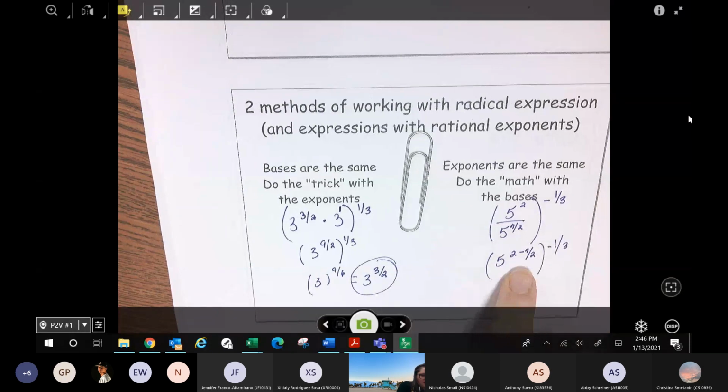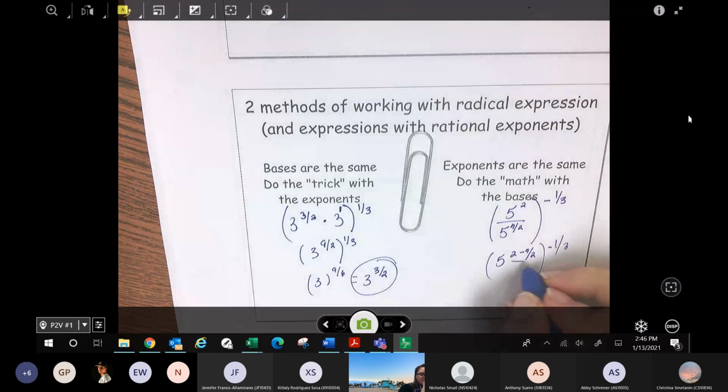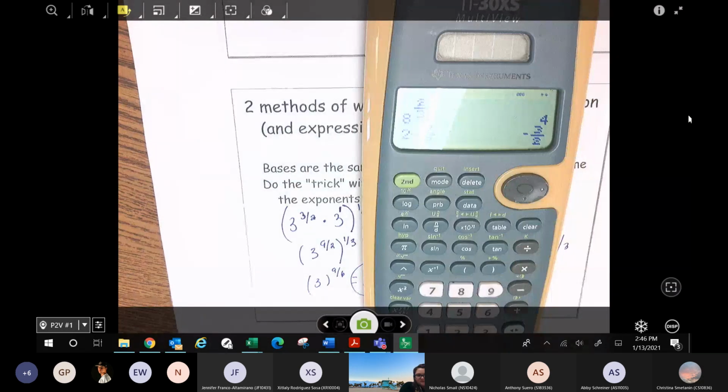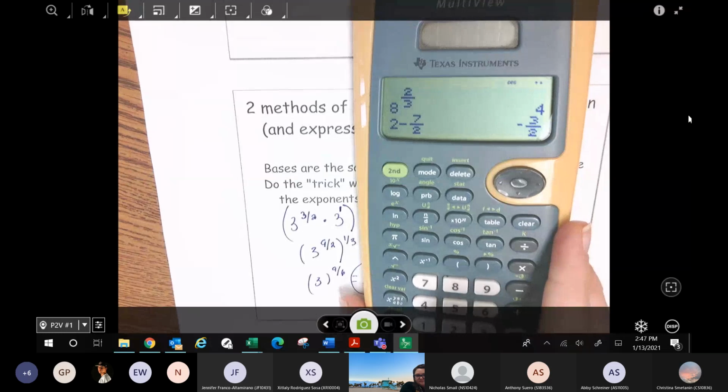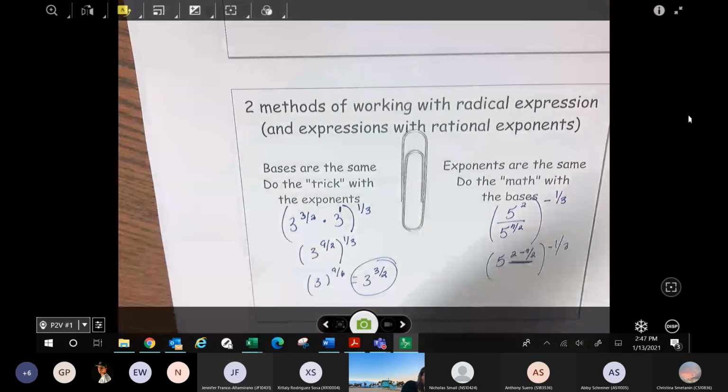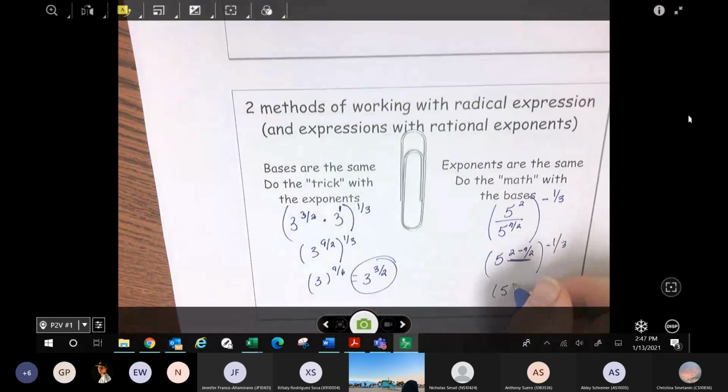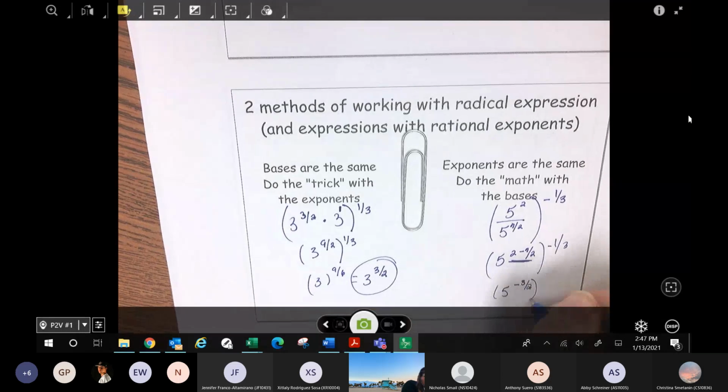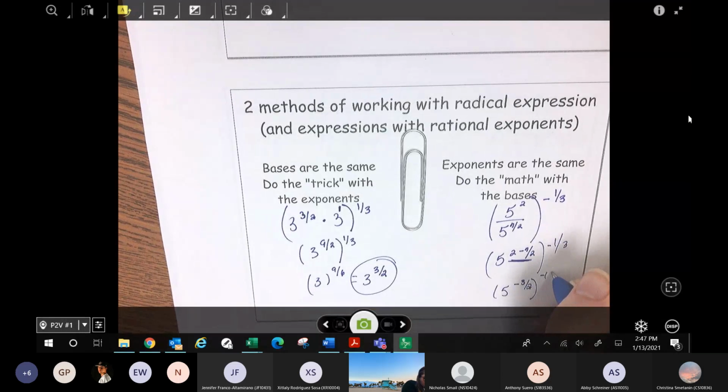So when you do that in your calculator, what is 2 minus 7 halves? When you do this part right here, you should get negative 3 halves. We'll see that. So we're going to have 5 to the negative 3 halves, all raised to the negative 1/3.